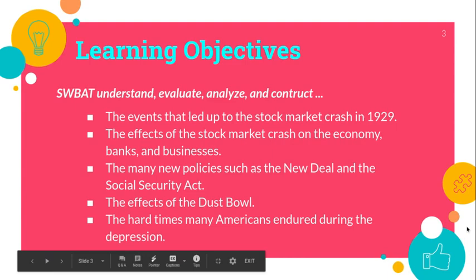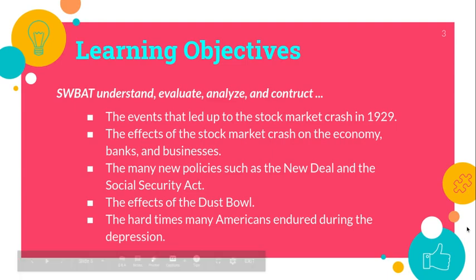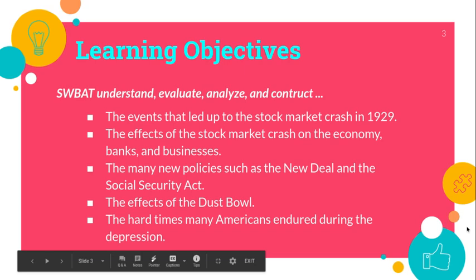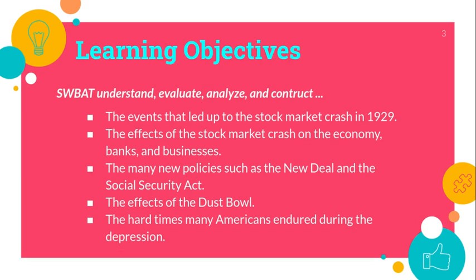So for the learning objectives or learning targets, having students understand, evaluate, analyze, and construct the events that led up to the stock market crash, how the crash affected the economy, banks, and businesses, the new policies adopted by the government, such as the New Deal and Social Security Act, effects of the Dust Bowl, and lastly, the hard times Americans faced during the time period.